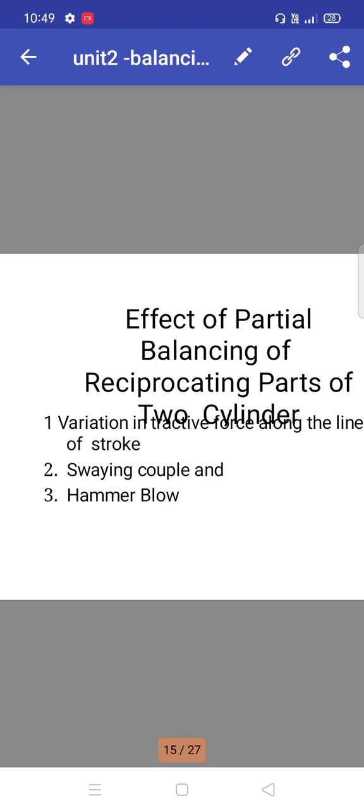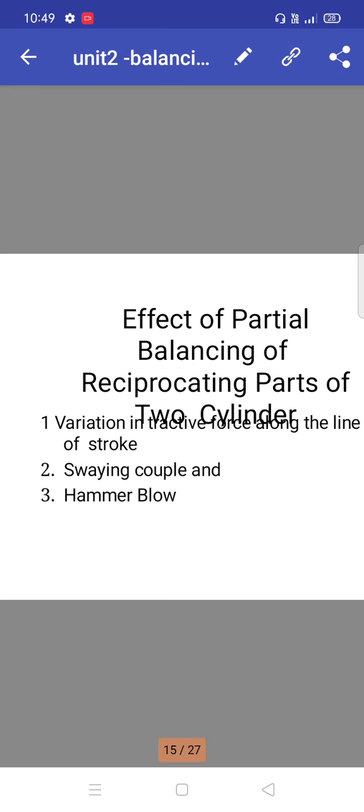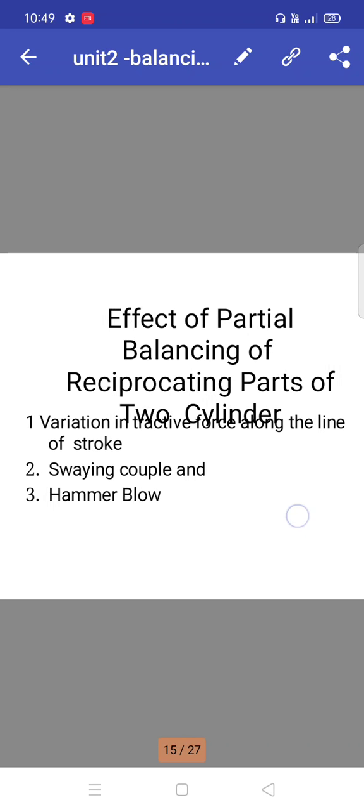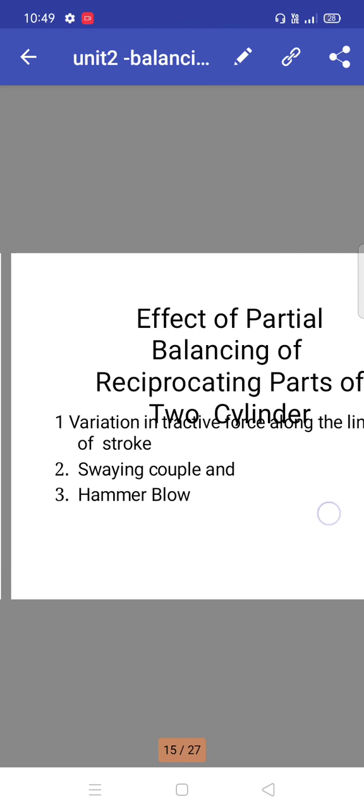The effect of partial balancing of reciprocating parts of two cylinders. So, variation in tractive force along the line of stroke, swaying couple and hammer blow.